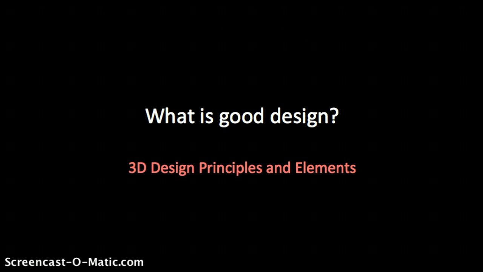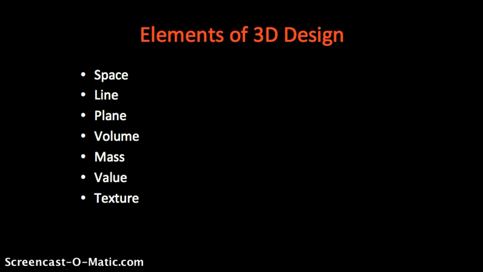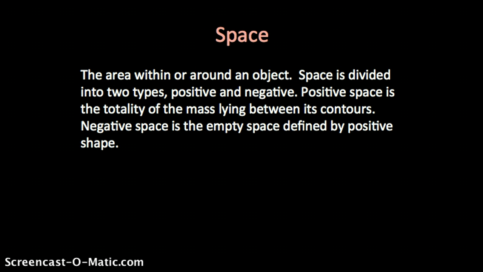Before you start designing your objects, we need to answer the question, what is good design? We are going to take a look at a few 3D design principles and elements. You can find more detailed information about them on Canvas. The elements of 3D design are space, line, plane, volume, mass, value, and texture. For this project, we're going to focus on space.